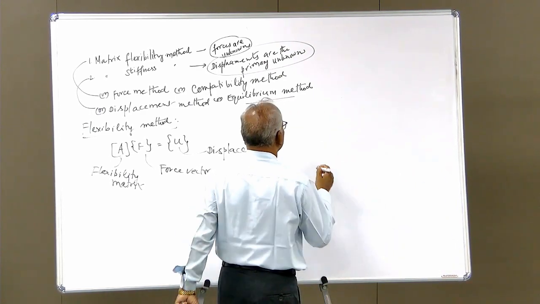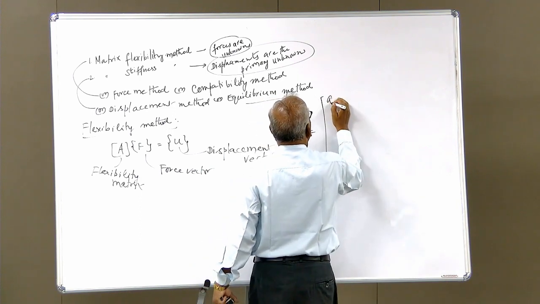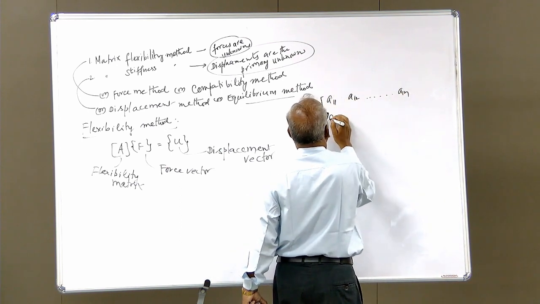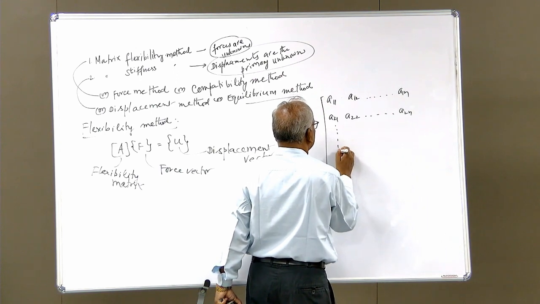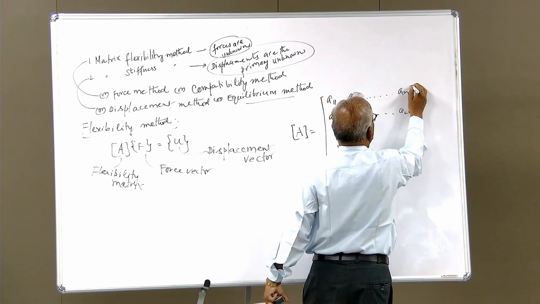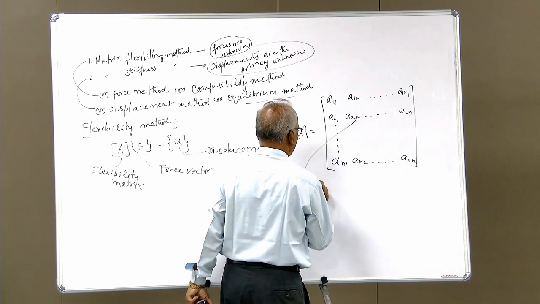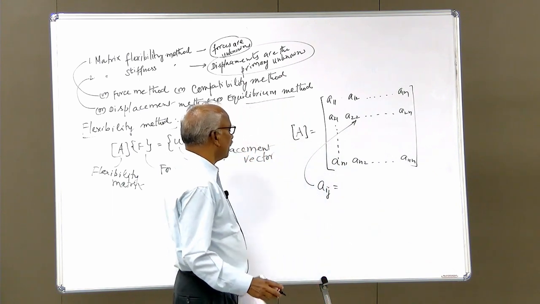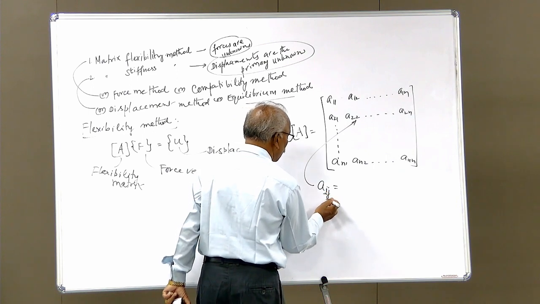Now the flexibility matrix A will consist of A11, A12, A1n, A21, A22 up to A2n, where n stands for the number of coordinates, AN1, AN2 up to ANn. This is the flexibility matrix consisting of flexibility coefficients. So these are all called coefficients. In general you can say Aij. Aij is the flexibility coefficient. Aij gives the displacement at coordinate i due to unit force at coordinate j.